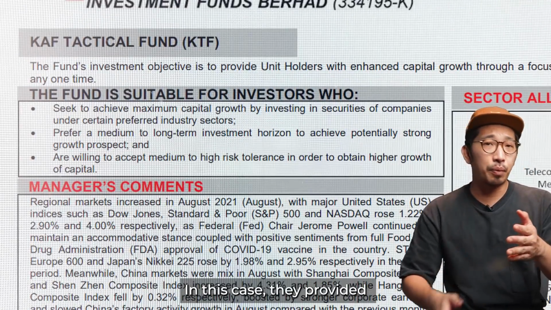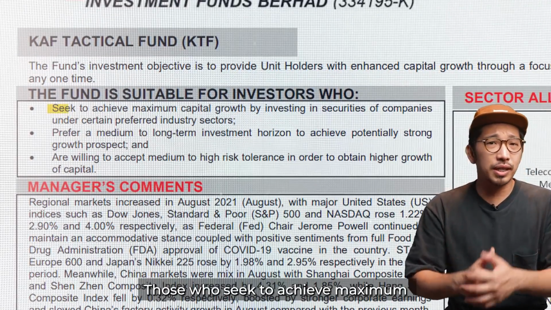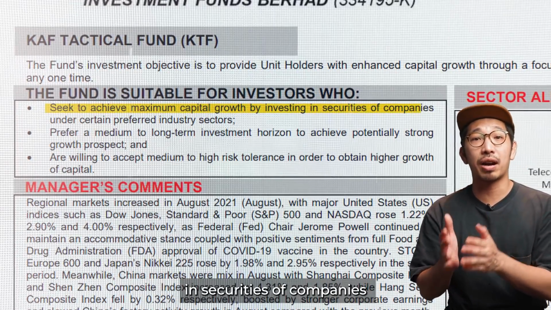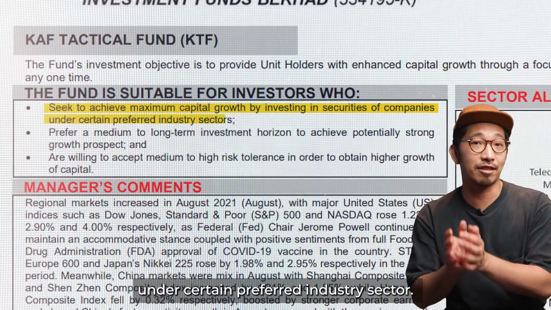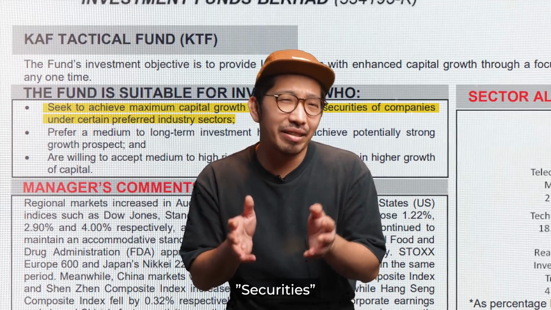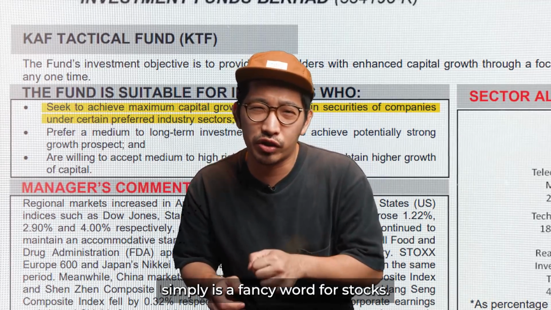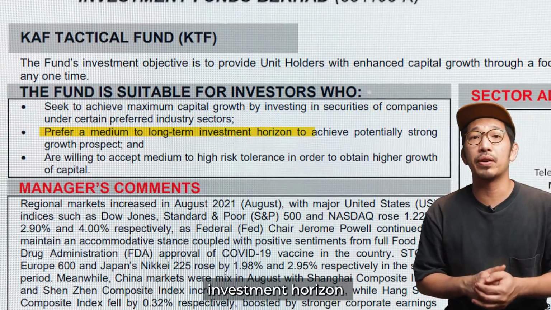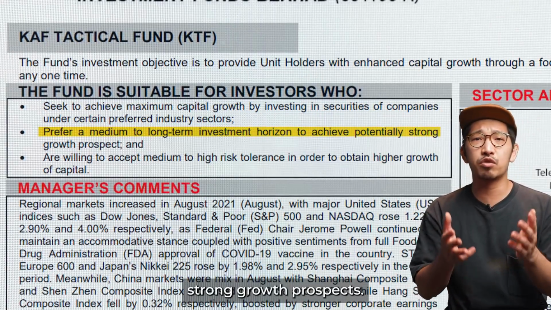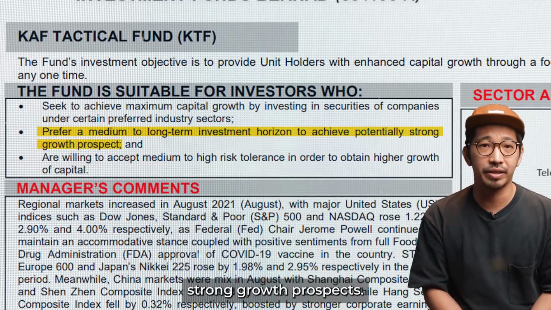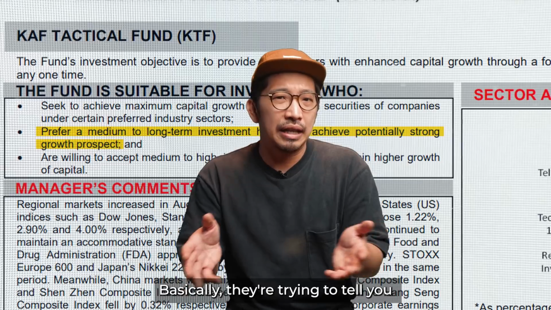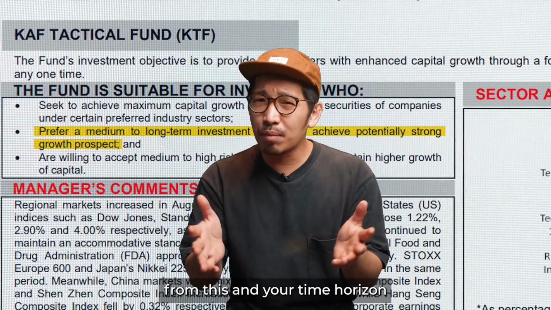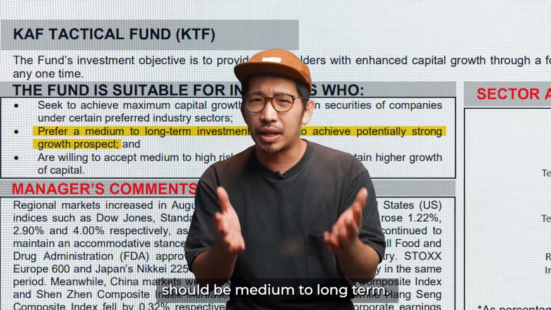In this case, they provided 3 guidelines. Those who seek to achieve maximum capital growth by investing in securities of companies under certain preferred industry sector. Securities simply is a fancy word for stocks. Number 2, it is for investors who prefer a medium to long-term investment horizon to achieve potentially strong growth prospects. Basically, they are trying to tell you that you're gonna get capital gains from this, and your time horizon should be medium to long term.